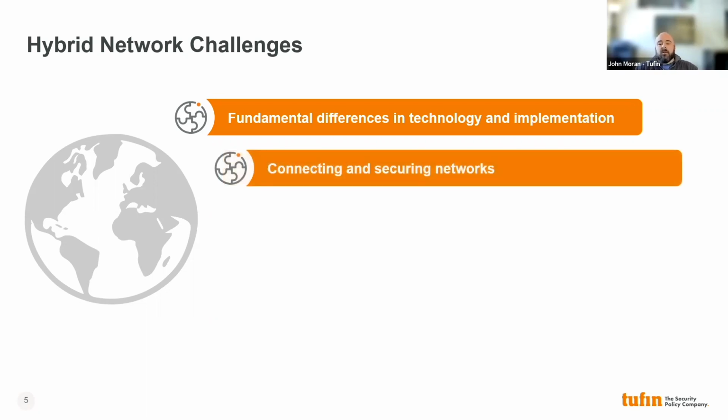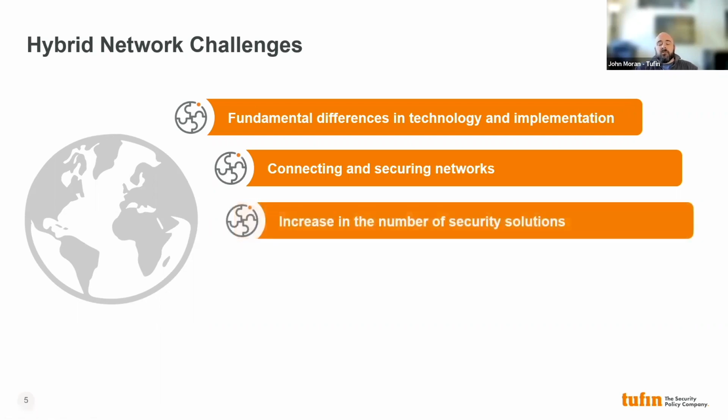Connecting and securing networks is another challenge, right? We're no longer dealing with this perimeter. The perimeter is kind of just gone, and we have to worry about connecting all of these different networks that make up our hybrid network, but securing them, right? Ensuring that we have the connection necessary to function as a business, but also that the connection is secure.